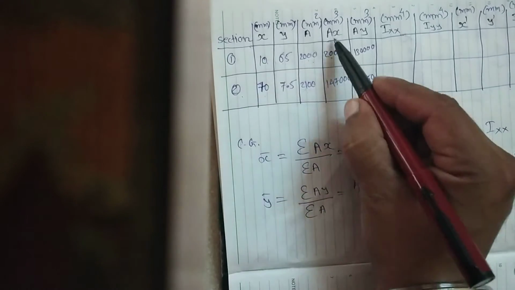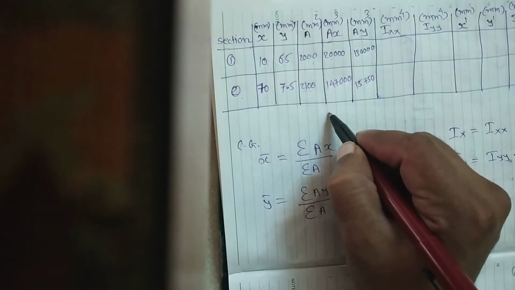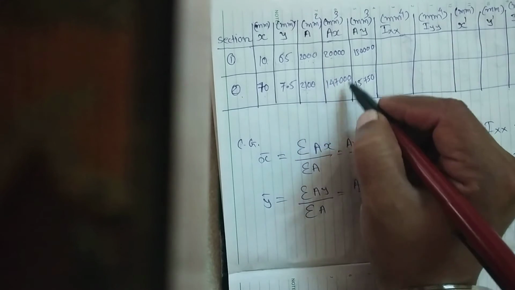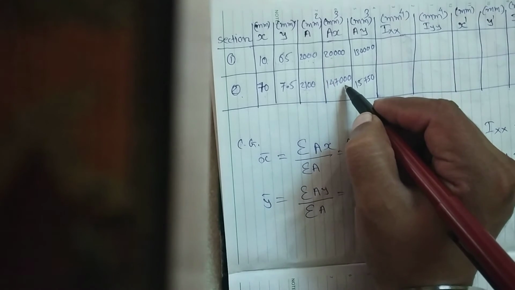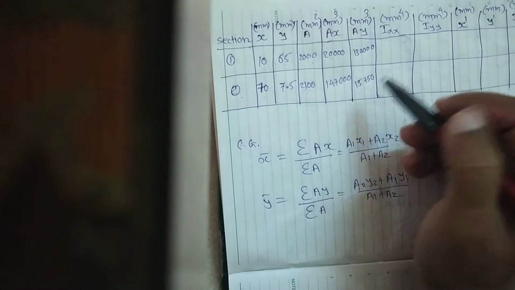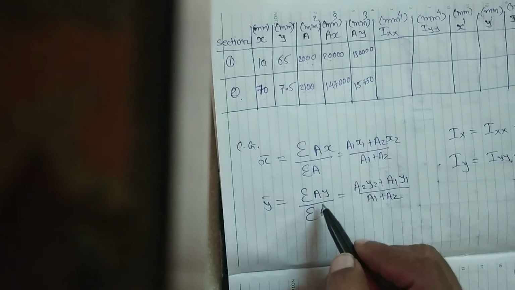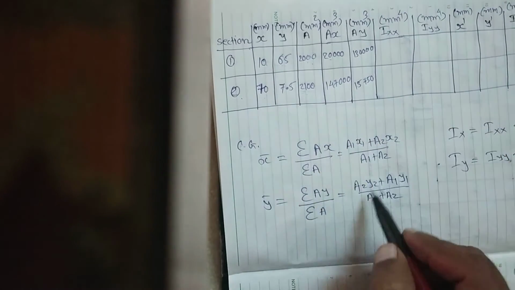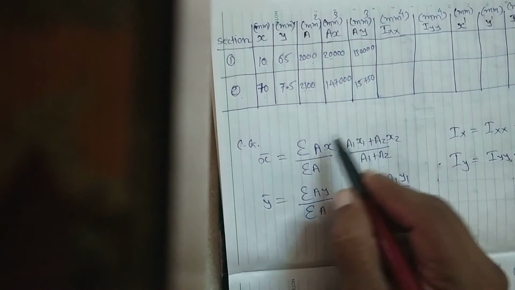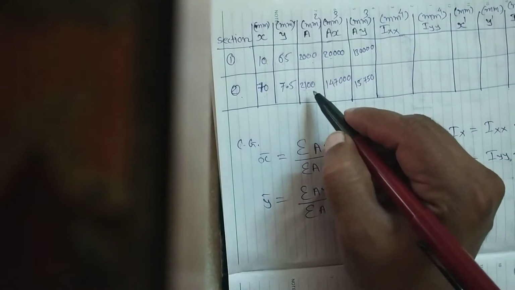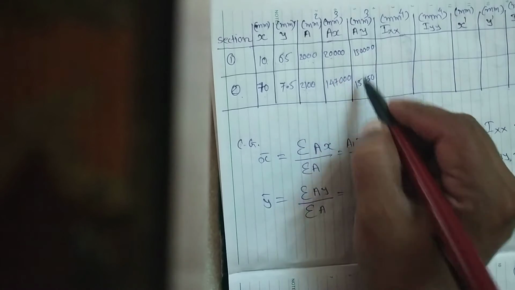So here we have ax, so we are going to take a summation of this entire row. So it's 20,000 plus 1,47,000, and you have to take the summation of this ay also, as y bar is equal to summation ay divided by summation a. So as per this formula to calculate the centroid of the given cross section, we are going to take the summation of a, summation ax, summation ay.